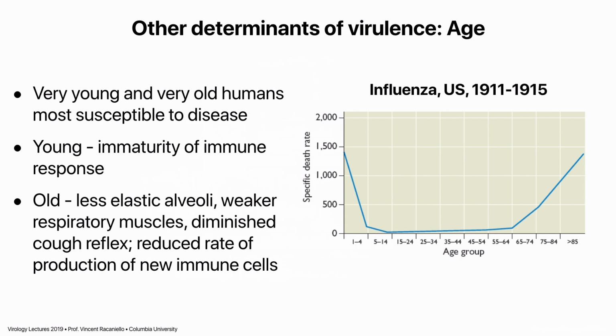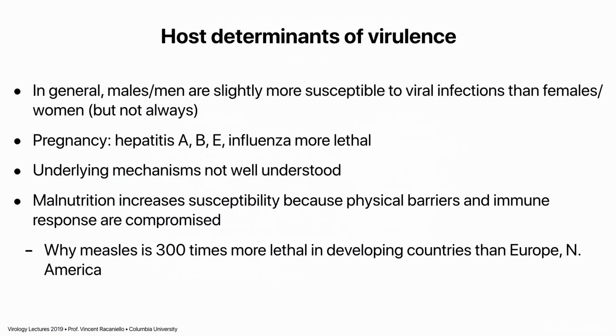So here's a graph that illustrates that nicely. This is the death rate from influenza in the US from 1911 to 1915, and it's stratified by age group. And you can see the very young had a high mortality rate, in between not so much, and then the very old had a high mortality rate as well. So it perfectly reflects the very young and the very old being highly susceptible to infection. So that's age. That's one determinant.